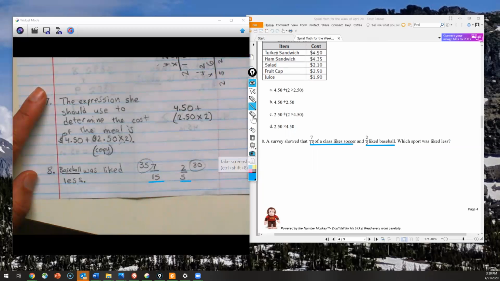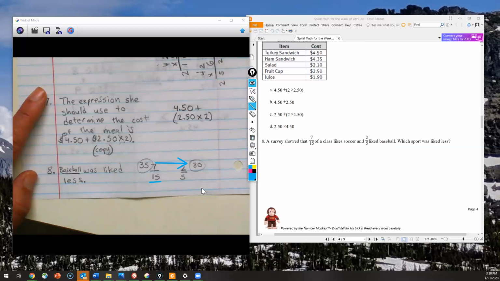When I compare, I cross multiply, and here's how I do that. I took 5 times 7, and my product was 35. After that, I cross multiplied 15 times 2 and ended up with 30. Then I can compare 35 to 30, and I know that 35 is bigger than 30, which means that the larger fraction is 7/15.